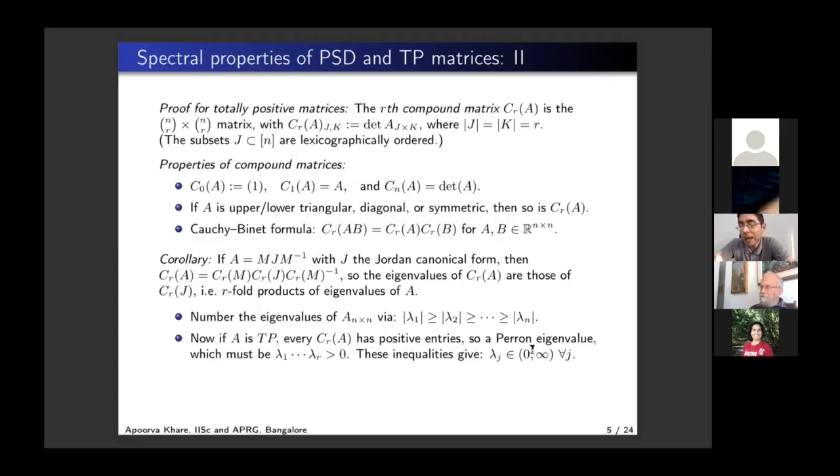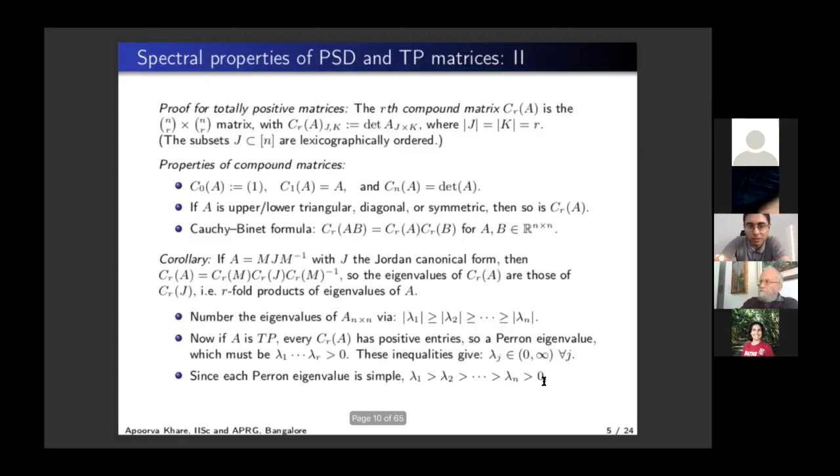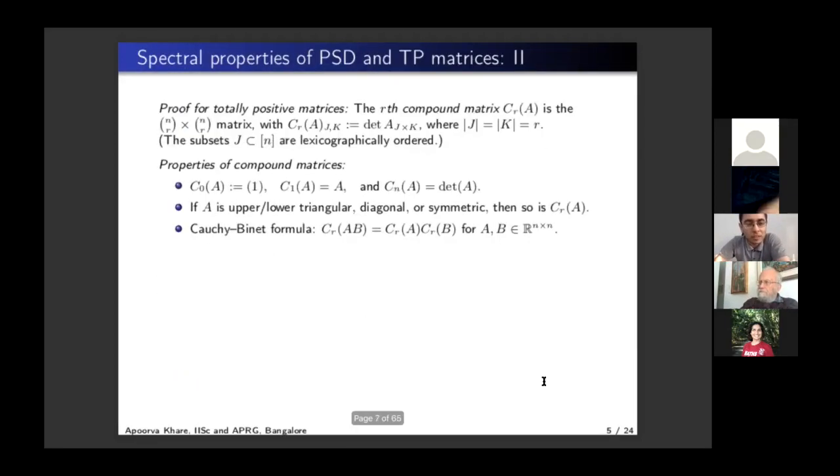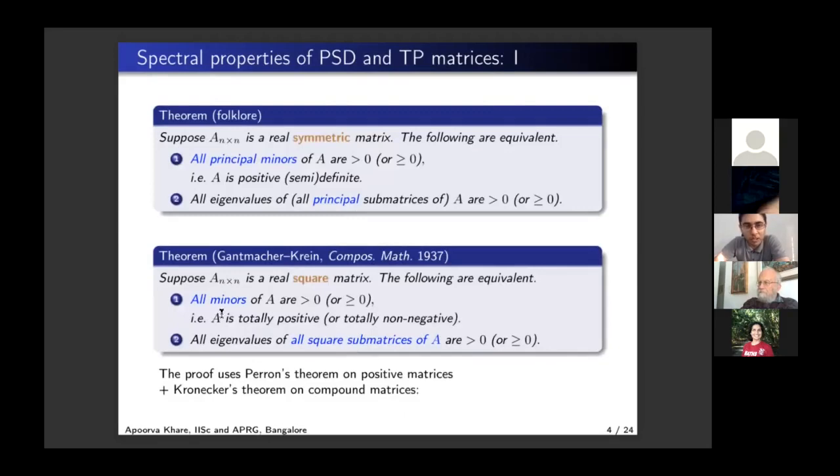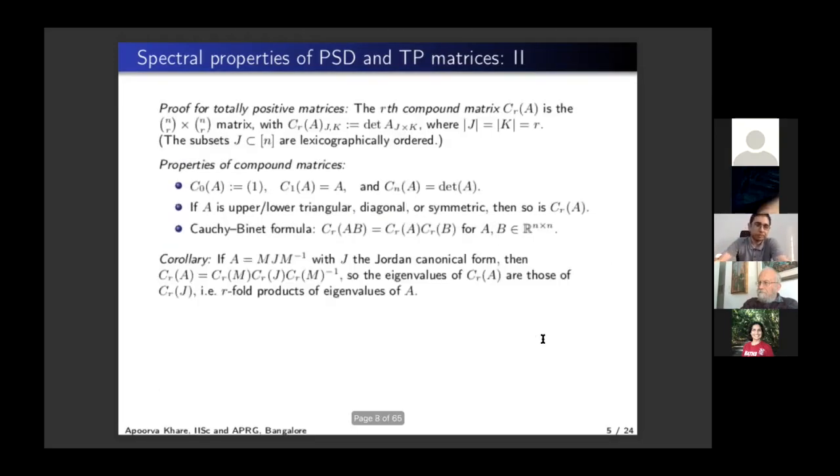So first of all, you get that all of them are positive. Second, I claim that the eigenvalues are moreover simple, and that's because each Perron eigenvalue is simple. So lambda 1 is bigger than lambda 2. That's the first inequality. Lambda 1 lambda 2 is bigger than the other r-fold products of eigenvalues, which is lambda 1 lambda 3. So cancel positive lambda 1, you get lambda 2 is bigger than lambda 3, and so forth. So that's how you prove the spectral property: if all the minors are positive, then all the eigenvalues of all the square submatrices are also positive.